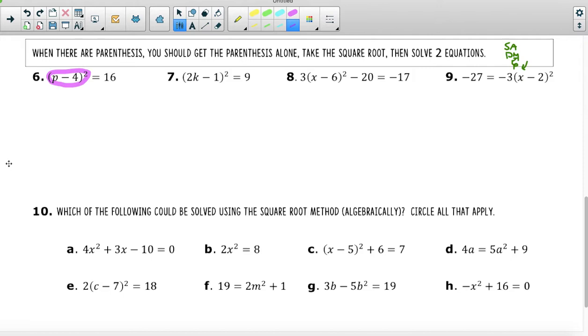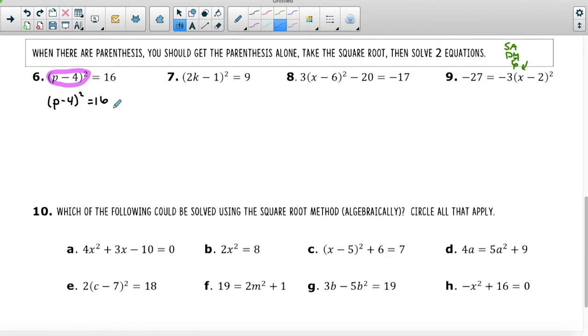And we want to get everything away from it. So we have nothing that we can add or subtract away from the parentheses. We have nothing that we can multiply or divide away from the parentheses, but we do have the exponent on the parentheses. So let's get that exponent away from that parentheses. So we have p minus 4 parentheses squared is equal to 16.